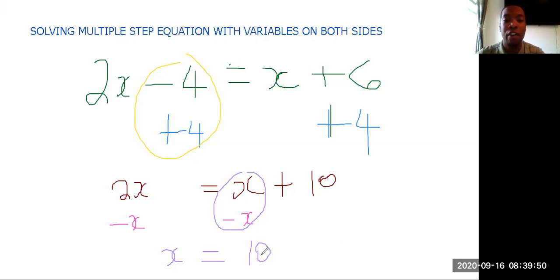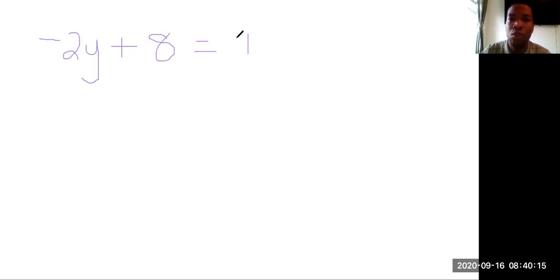That's how you solve a math problem where you have multiple variables on either side. Let's do one more problem together. Let's say negative 2y plus 8 is equal to 7y minus 2.